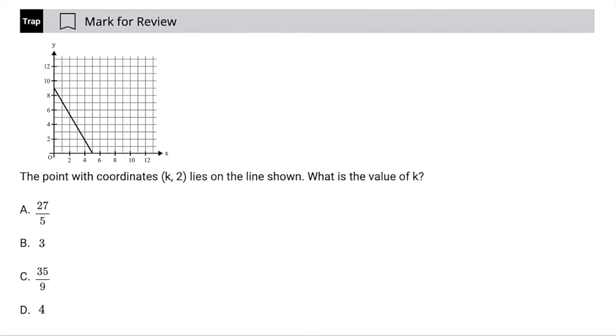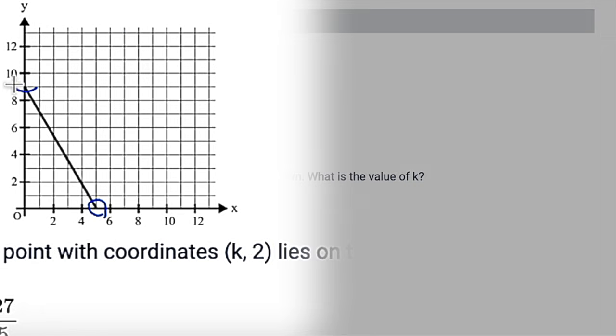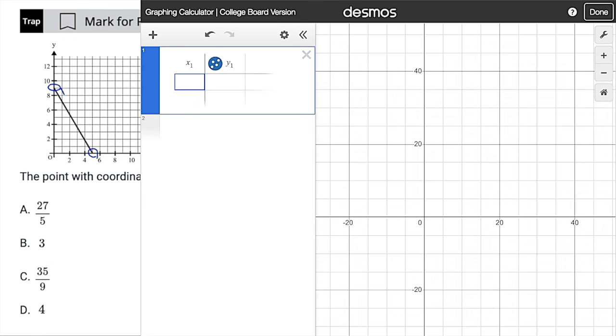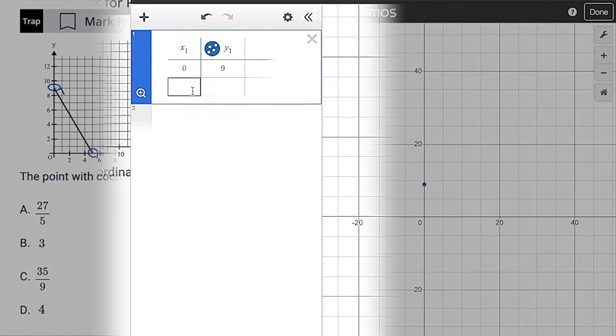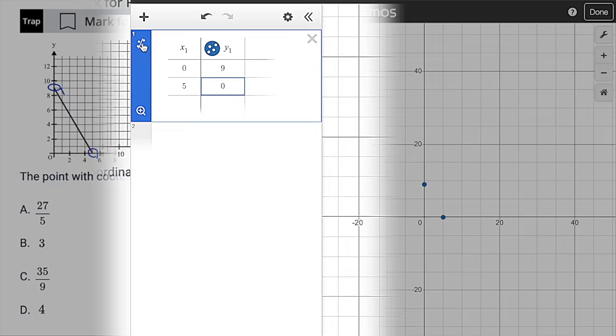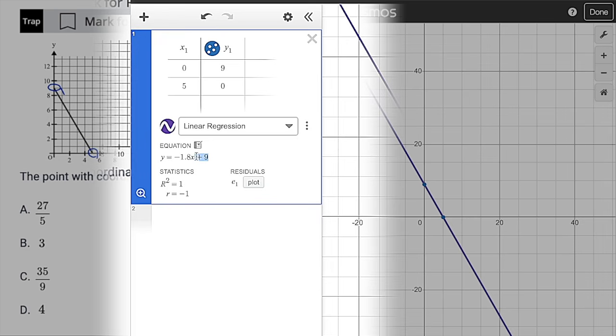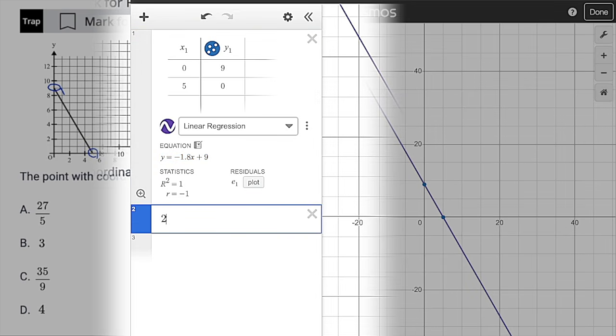Let's actually take some points that we know to be true, aka our x and y intercepts here, plug those into a table real quick. Type the word table. That first point was 0, 9. Second point was 5, 0. And we could see once we click this button that this is the equation we're dealing with. And if we want to get the value of when y equals 2, we can just plug in 2 for y. So on another line, we'll just say 2 is squiggly to negative 1.8.